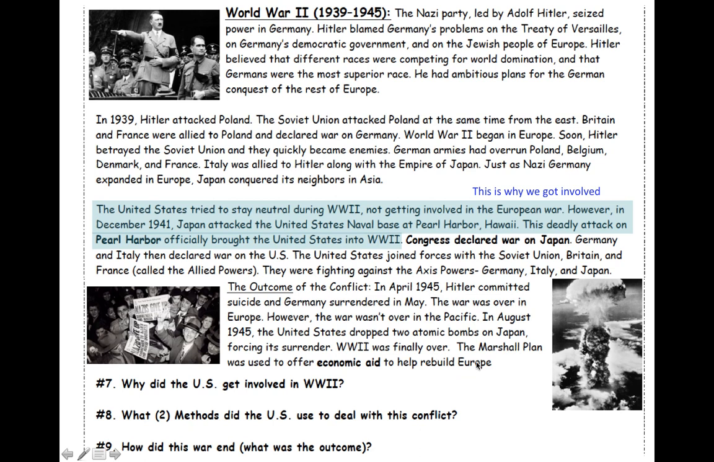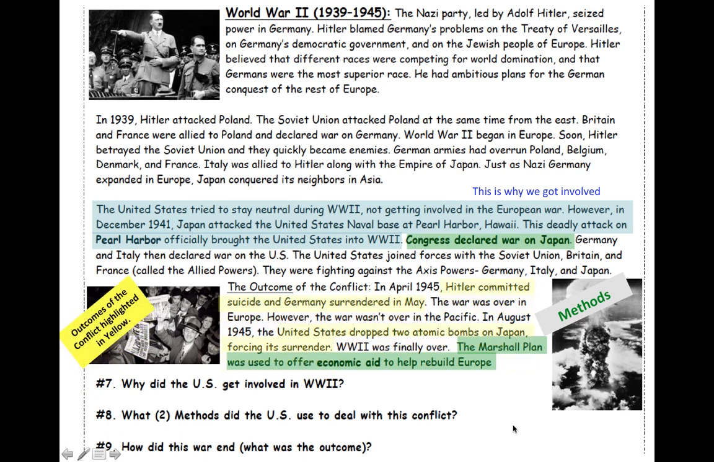So basically, I'm going to highlight for you guys the methods that we used in dealing with the conflict. First off, we declared war, so we sent military troops. That's number 1 method. And then the second method for question number 8 is we sent economic aid because Europe was completely devastated and they needed financial help. The United States said we were willing to assist them, so the Marshall Plan was put in place to help them economically. So those are the 2 methods, and they're highlighted in green.